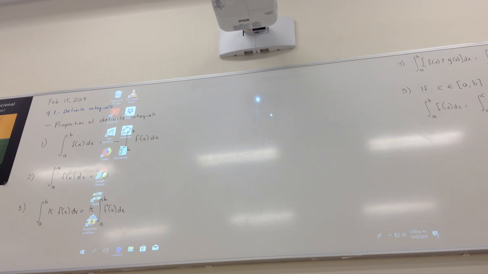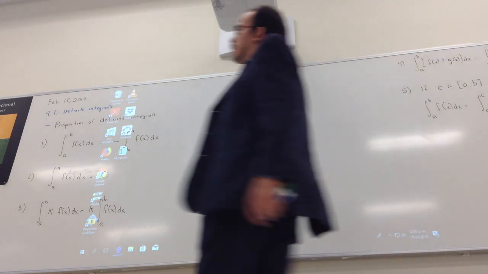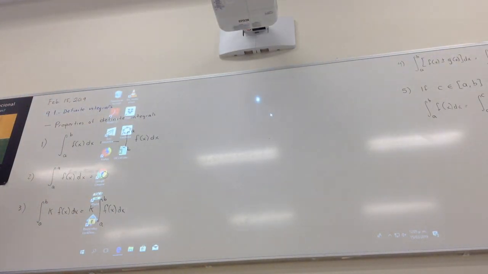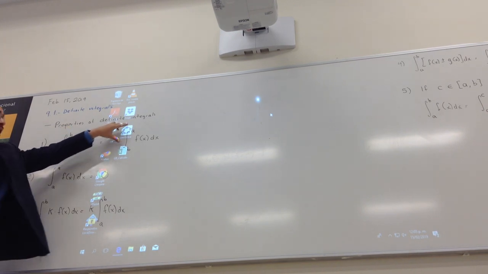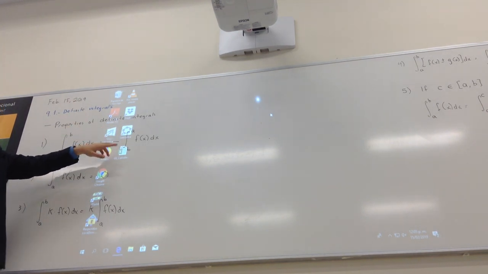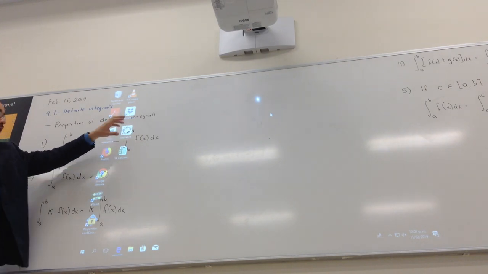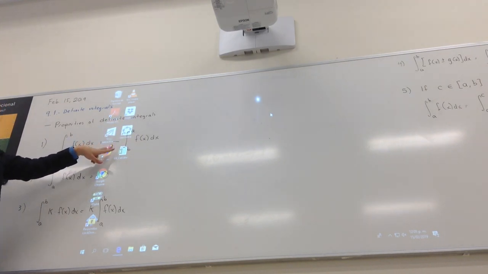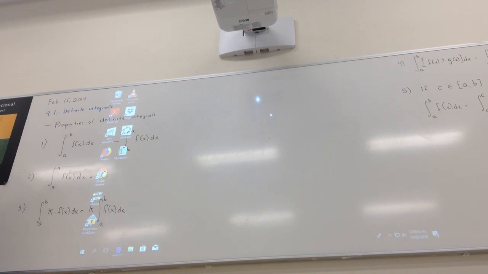For example, the first one says you have an integral of a function f of x between a and b. There is a way to invert the limits: instead of having from a to b, you change the limits from b to a, whatever numbers you have, doesn't matter, then the whole solution of the integral is going to be negative. Okay? Example.